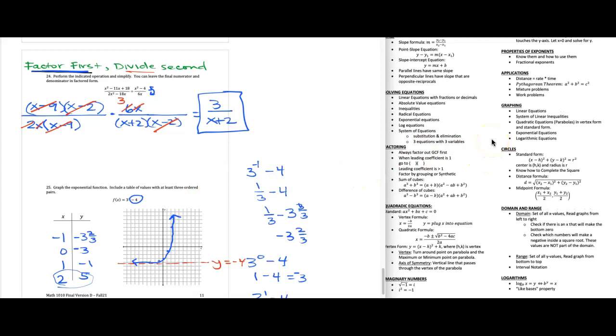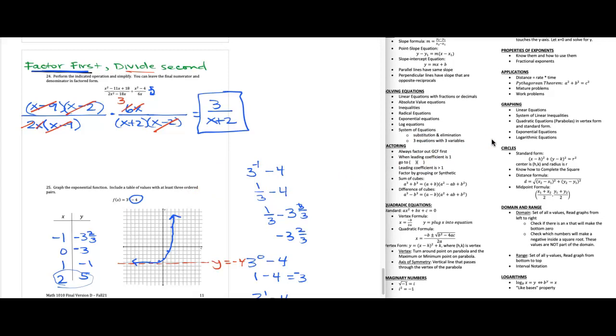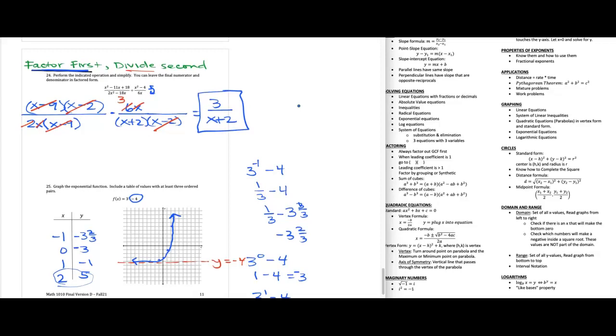I'm just struggling a lot with radical expressions. Is there anything you can help me out with, point out how to start them? It's very difficult for me to start those equations.